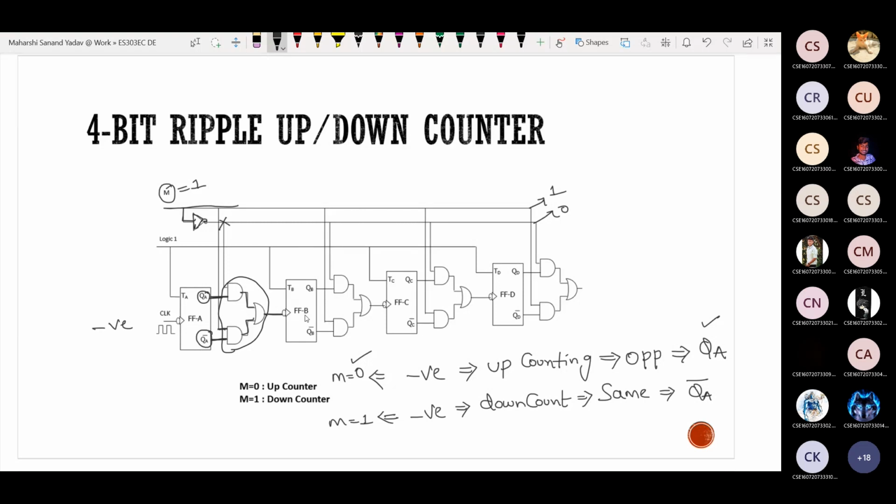I don't want 2 AND gates and 1 OR gate. Any other gate? I think someone has done this one already. Sir, XOR gate. Correct. Simply go for XOR gate.